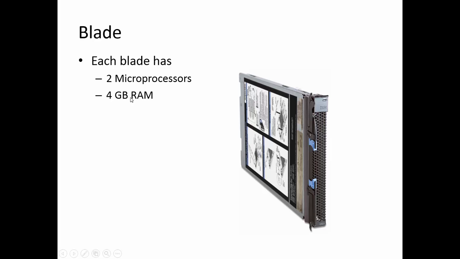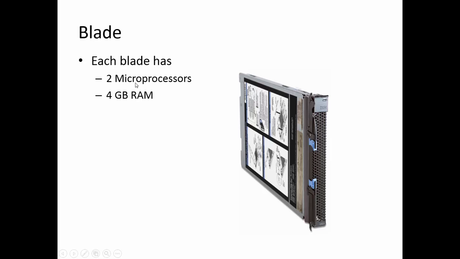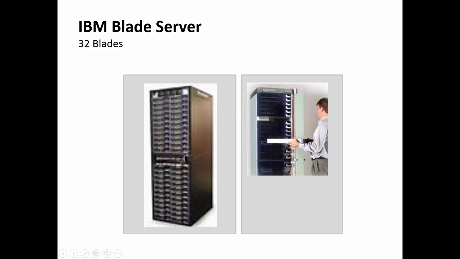Each blade is kind of like a motherboard, and you know what a motherboard is. It's a circuit board with a microprocessor and RAM. Well, each blade is like a motherboard in that it has 2 microprocessors and 4 gig of RAM. So if you put 32 blades in the blade server, you have 64 processors and 128 gig of RAM, and that is a lot of storage and a lot of memory capacity. And we have 3 blade servers here at CCBC.